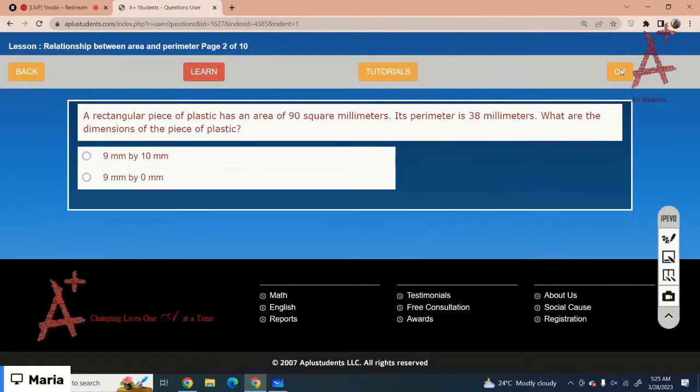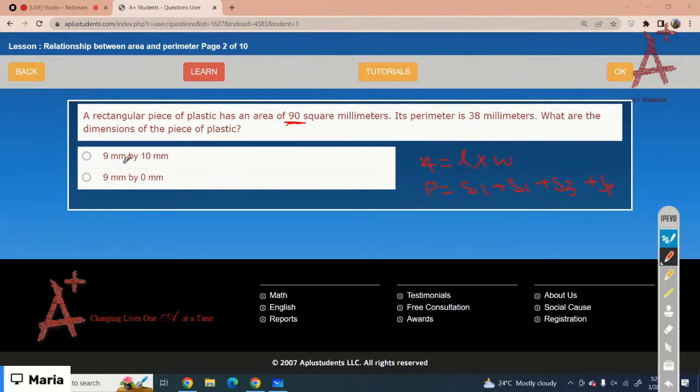Okay, the next one is a rectangular piece of plastic that has the area of 90. Area is length times width. And it has a perimeter of 38. That means you need to add all the side lengths. Got it? So what is the dimension?